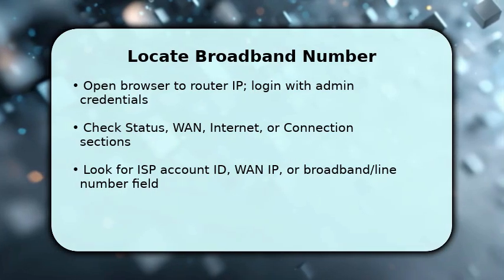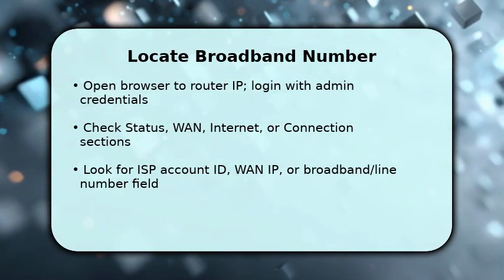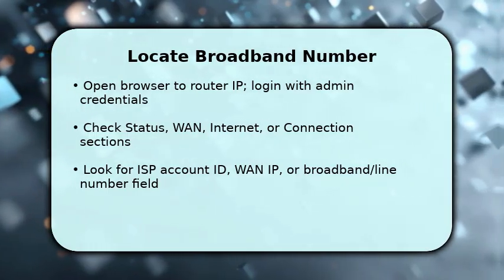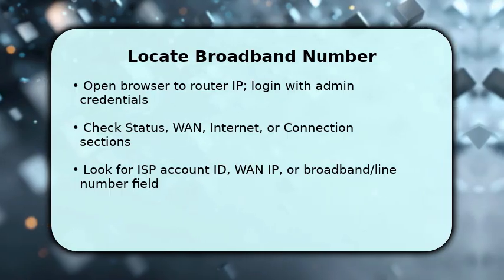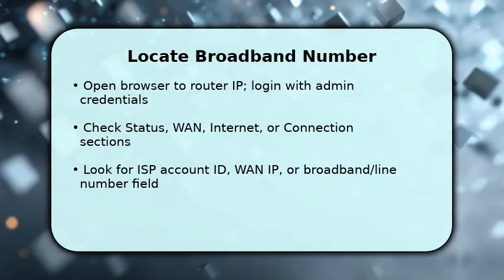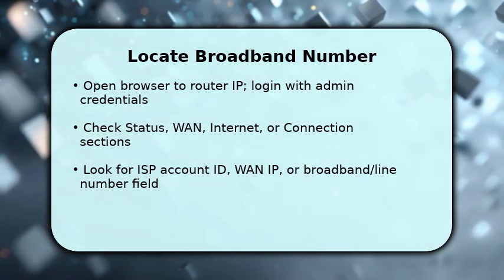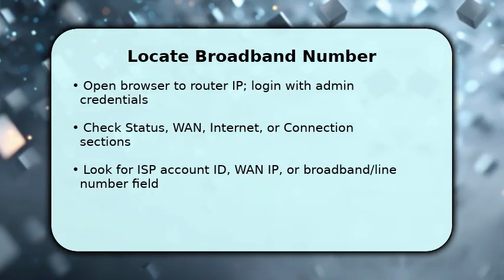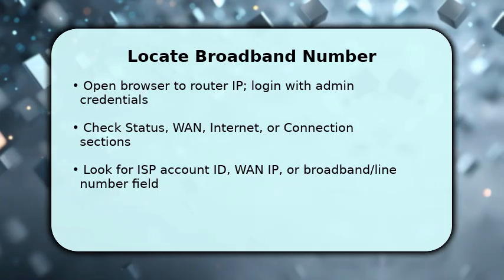You now move through the router menus deliberately. After login, go to Status, WAN, Internet, or Connection. Menu names vary by model. Inspect fields labeled WAN IP, PPPoE username, Service ID, or Broadband number. ISPs sometimes list the account or line number under Advanced DSL or XDSL details.